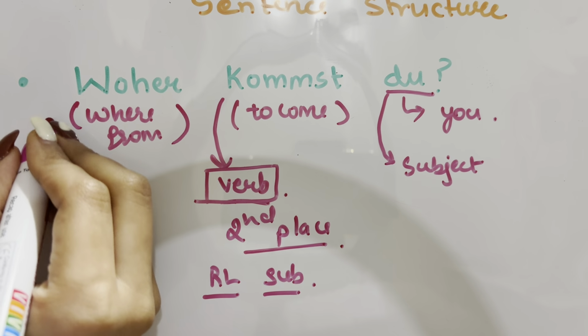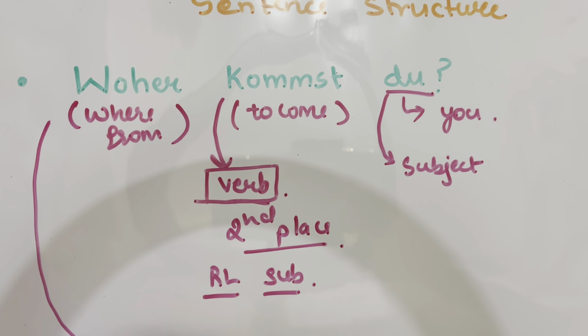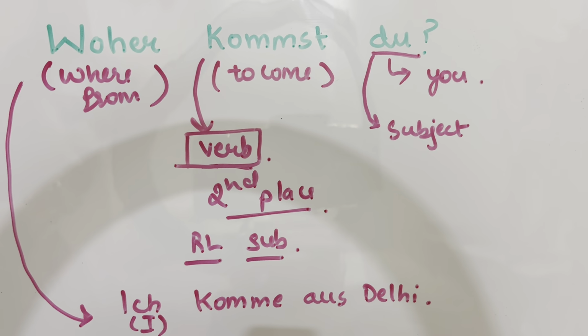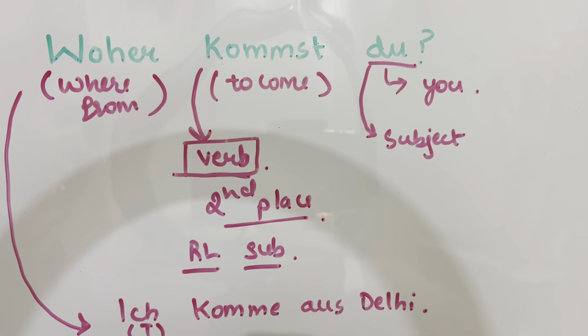And how are you going to answer this question? Woher kommst du? Ich komme aus Delhi. So, I come from Delhi. Ich means I, komme means to come, aus means from, and Delhi is Delhi, right? Good. I think now it's more clear.